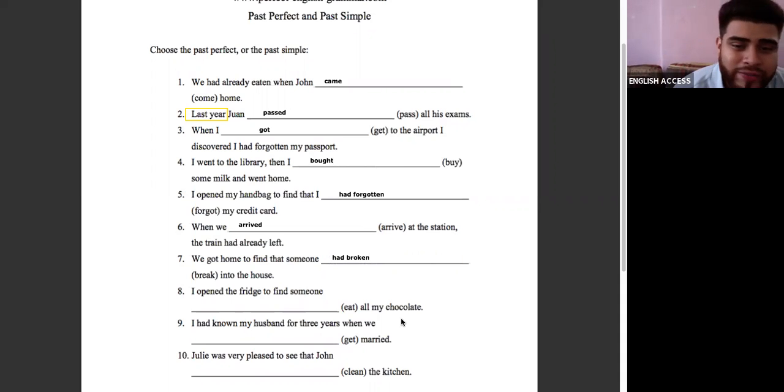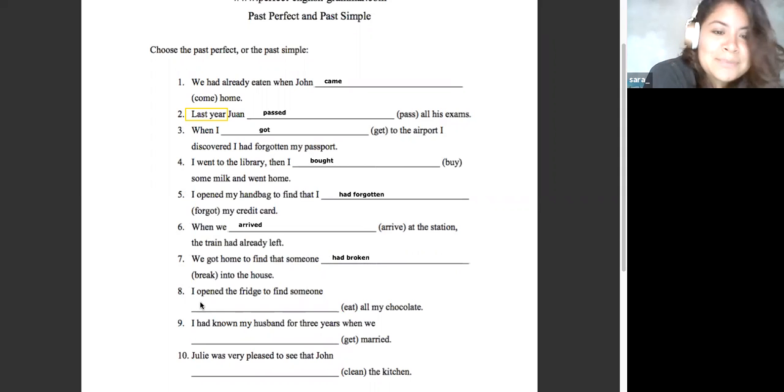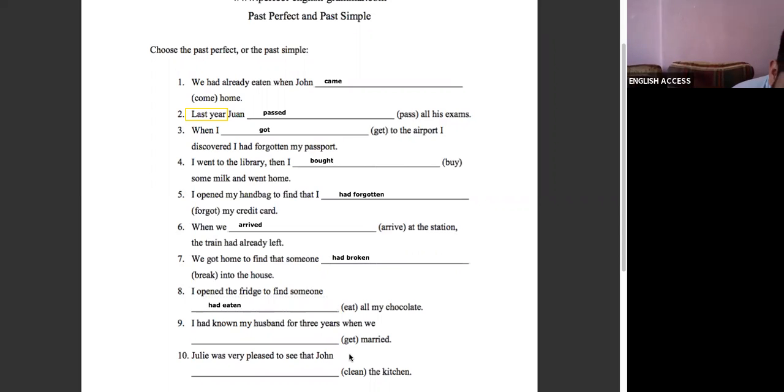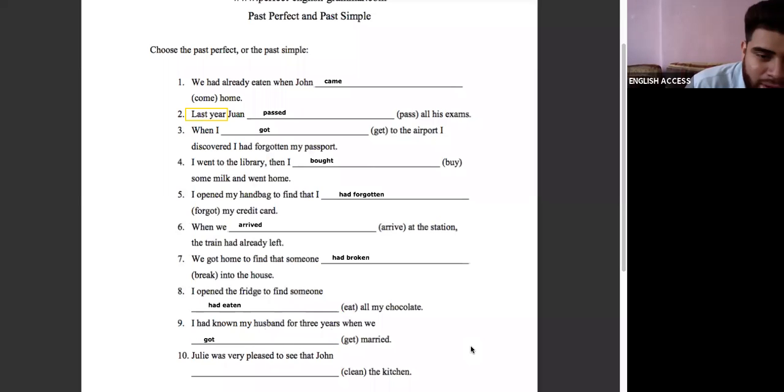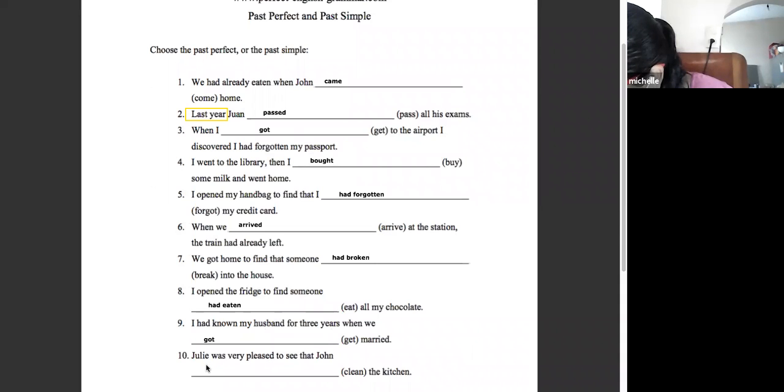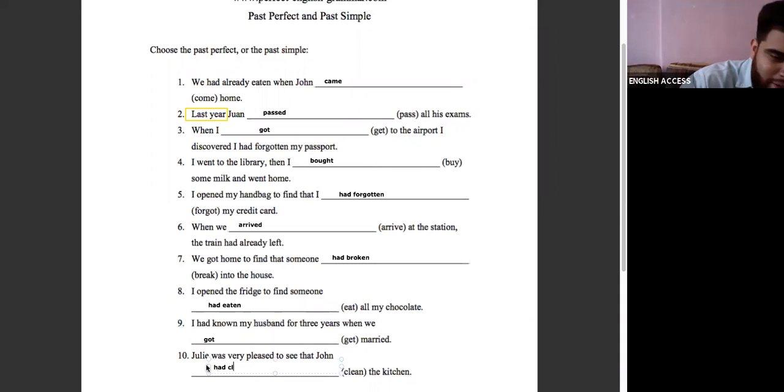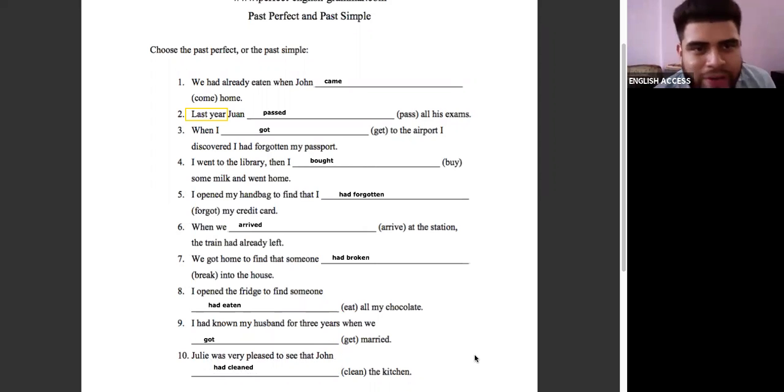And I opened the fridge to find someone. Had eaten. Had eaten, yes. Number 9, I had known my husband for 3 years when we got married. Got married, yes. Julie was very pleased to see that John had clean it. Had clean, very good. Clean. Had cleaned the kitchen. All right, very good, very good. Can I erase it? Yep.